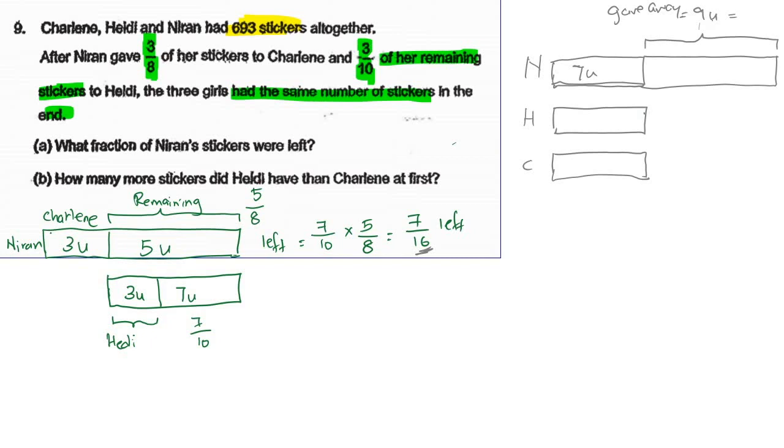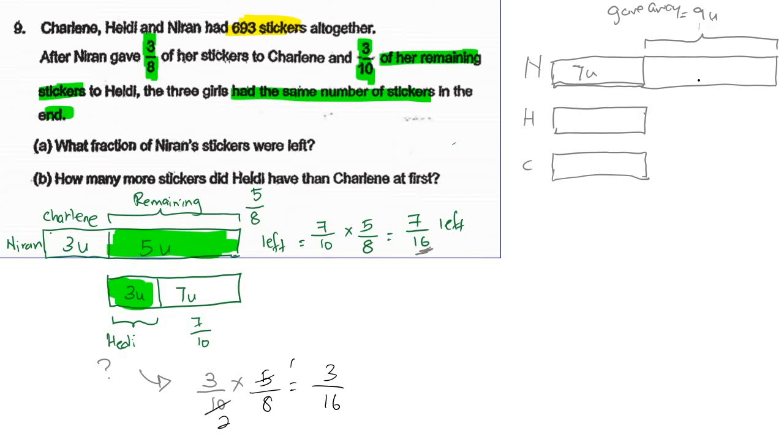Okay? And we can calculate how much she gave to this lady called Charlene. How much did she give to the lady called Charlene? So she gave 3/8, right? So Charlene is okay. How much she gave to this person called Heidi? We can do it this way. So she gave 3 over 10 times, because this 3 over 10, this portion comes from here, so I times 5 over 8.